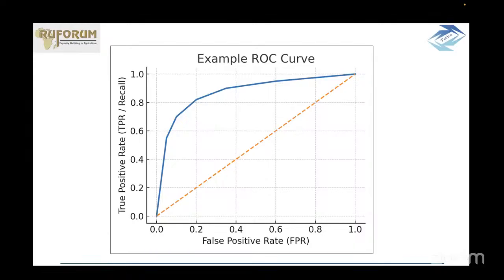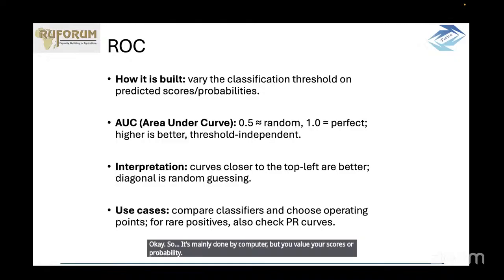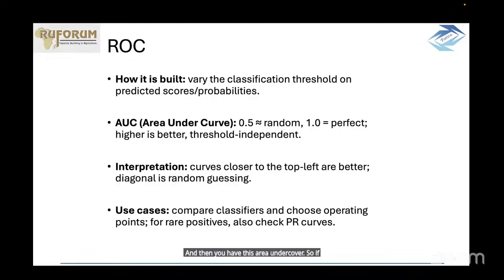So if you talk about the ROC curve, again, it comes from those four matrices that we talked about. On Y, your true positive rate, on X, your false positive rate. Okay? So how do you build it? You vary the classification threshold. It's mainly done by computer, but you vary your scores or probability. And then you have this area under the curve. If it is random, you get 0.5. 1.0 is perfect. So the higher, the better.